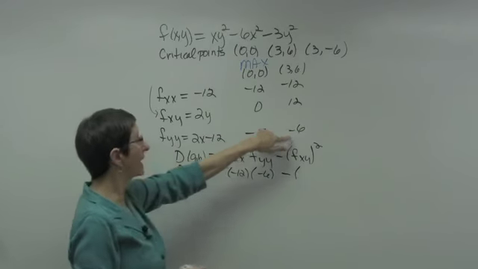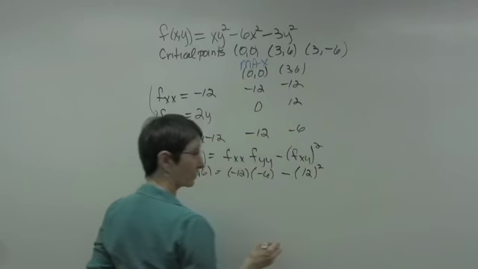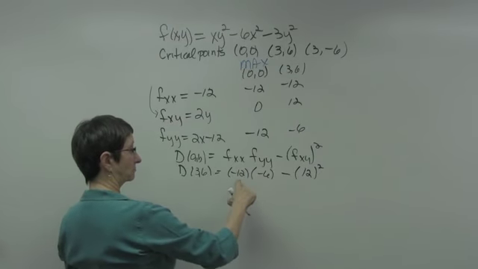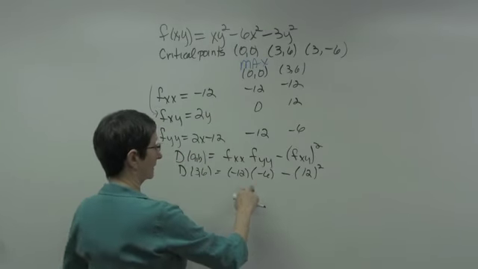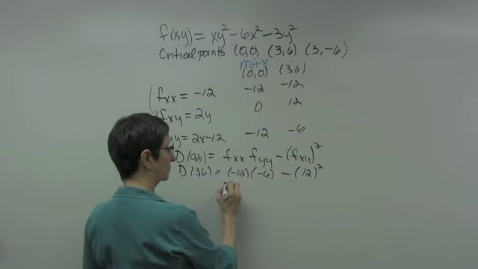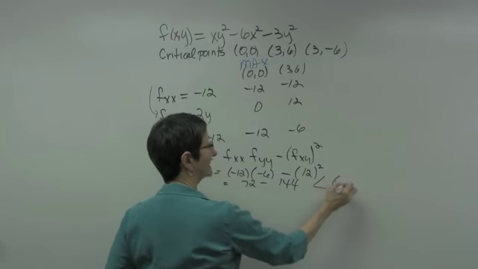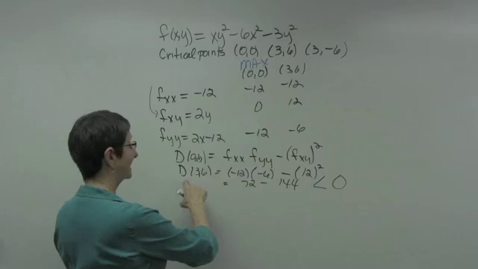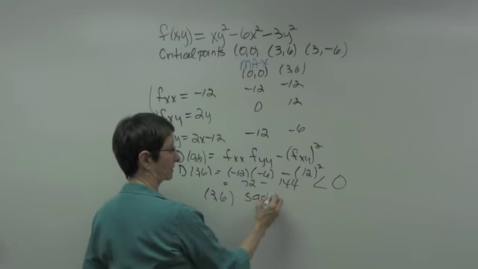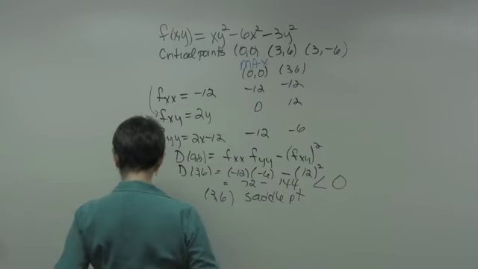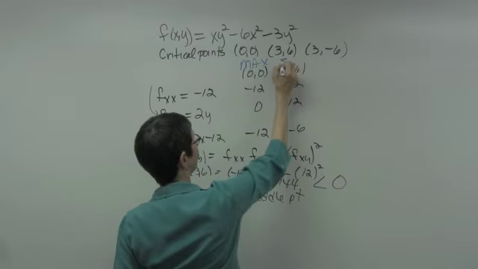Minus fxy, which is 12, squared. Positive times the positive, but here I have to actually look at my numbers. 6 times 12 is 72. Minus 12 squared is 144. That is negative. When D is negative, that indicates that 3, 6 is a saddle point. So back up here, I can mark that my 3, 6 is a saddle point.